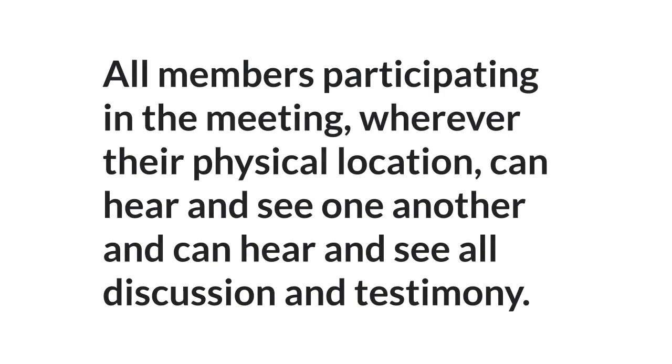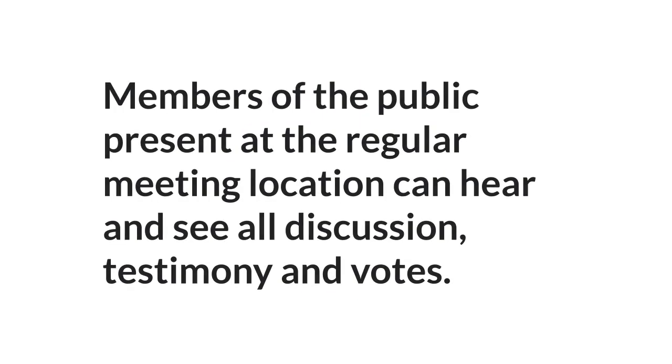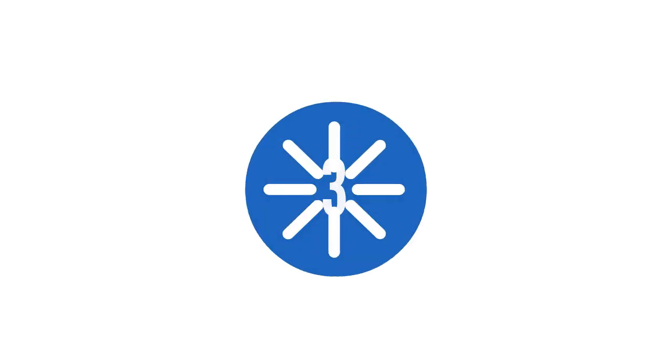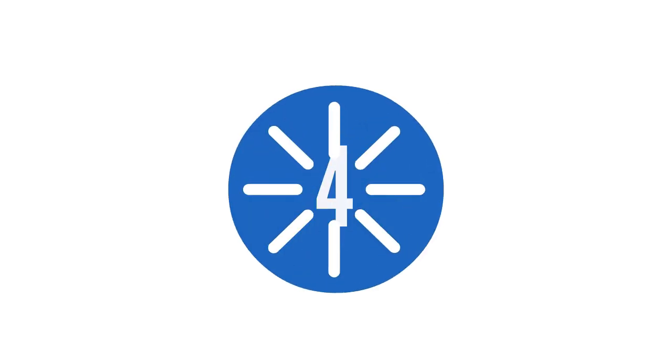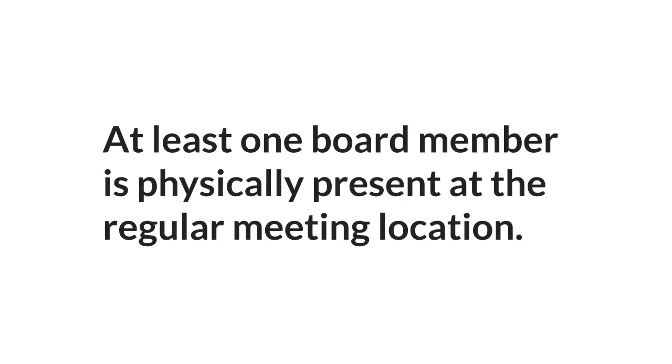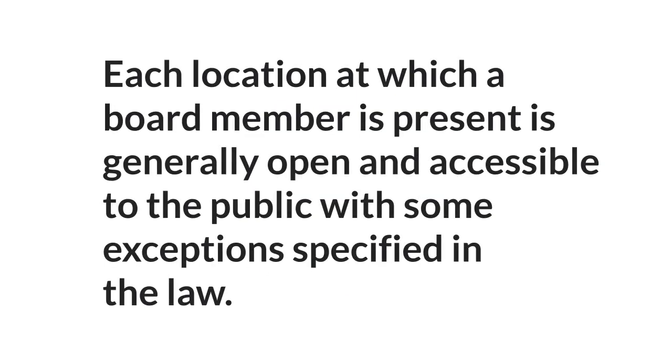1. All members participating in the meeting, wherever their physical location, can hear and see one another and can hear and see all discussion and testimony. 2. Members of the public present at the regular meeting location can hear and see all discussion, testimony, and votes. 3. All votes are conducted by roll call, so each member's vote on each issue can be identified and recorded. 4. At least one board member is physically present at the regular meeting location. 5. Each location at which a board member is present is generally open and accessible to the public, with some exceptions specified in the law.